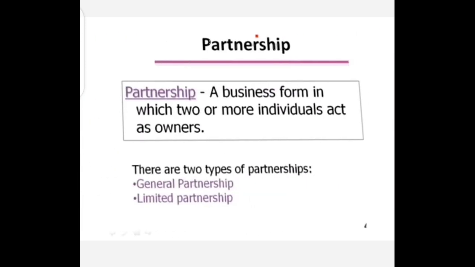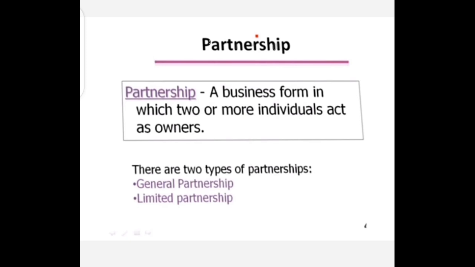So then we have the partnership. A partnership exists when there are two or more, and fewer than 90, members of the business. As per the book, it defines the partnership as a business firm in which two or more individuals act as owners. So certainly there will be advantages from that, and certain disadvantages. We will discuss them in our next slide.